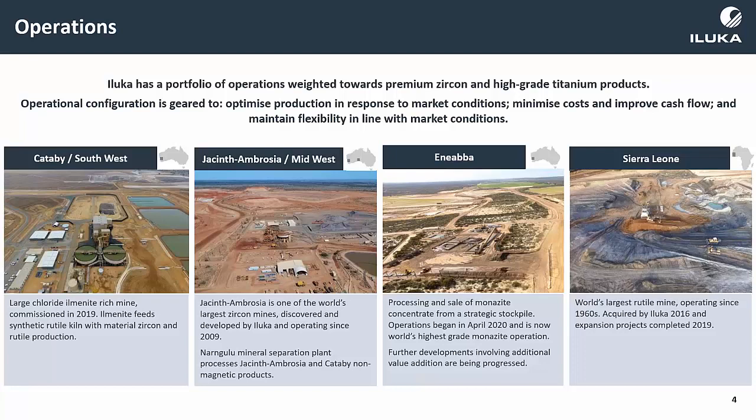As I've said, at Eneabba in 2020 we've just commissioned a monazite processing facility. In 2022, or just recently, that has been upgraded to a concentrator and flotation circuit that can produce a 90% monazite concentrate, and Iluka is now progressing through to a full rare earth refinery at Eneabba, and our Sierra Leone rutile facility, which is now its own standalone company.